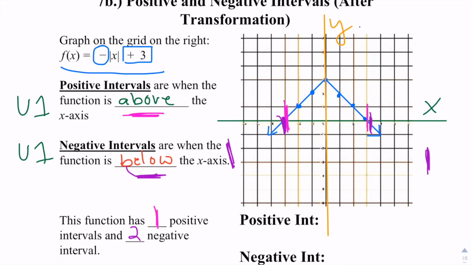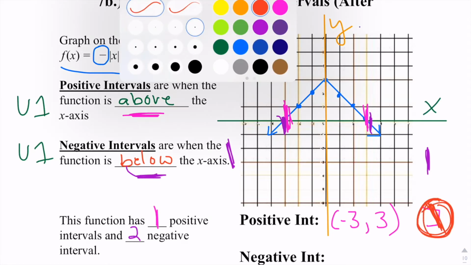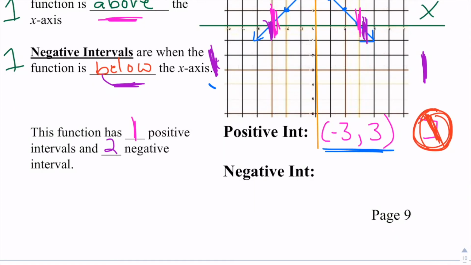So now let's interpret what they are. Our positive interval from here to here, as we can see on our graph, goes from intercept to intercept. Well, the x values of our intercepts here are -3 and +3. So that's our positive interval. And remember, we use parentheses, not brackets, because when you're on the x-axis, you cannot be positive nor negative, so you cannot be included.